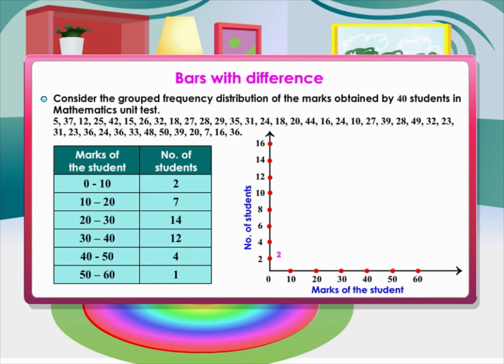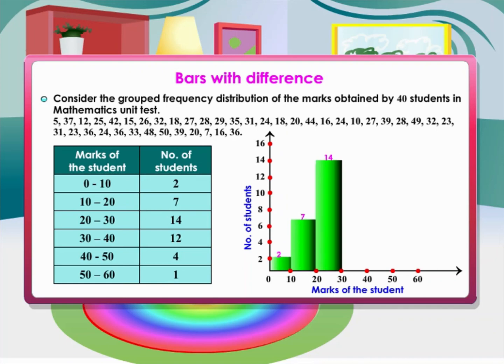Here the frequency is 2 for the class interval 0 to 10. The bar grows up to 2. The next frequency is 7 for the class interval 10 to 20. So the bar grows up to 7. For the class interval 20 to 30, the frequency is 14. The bar grows up to 14.